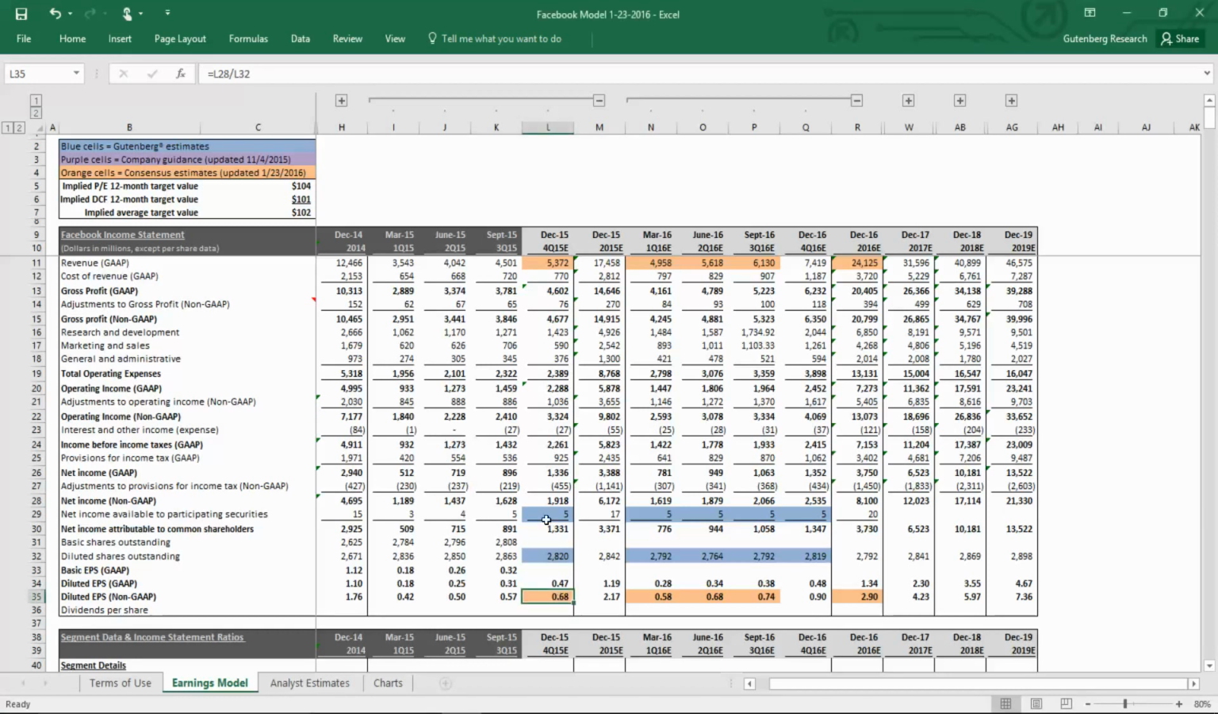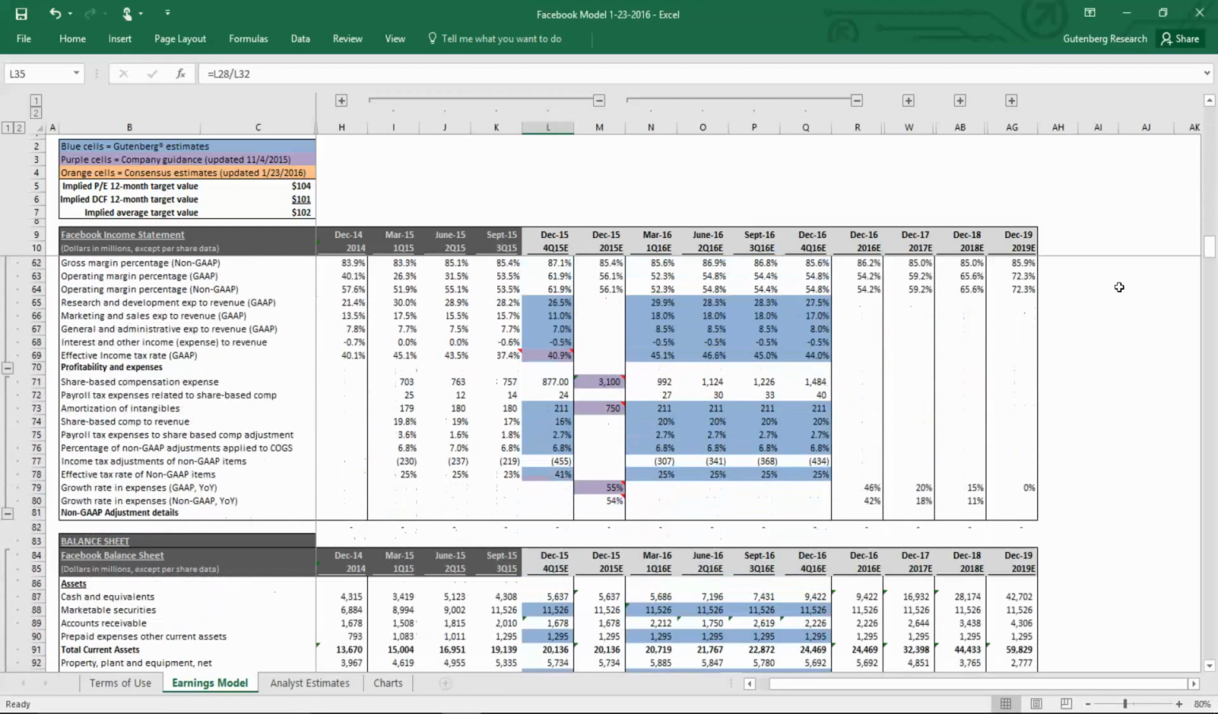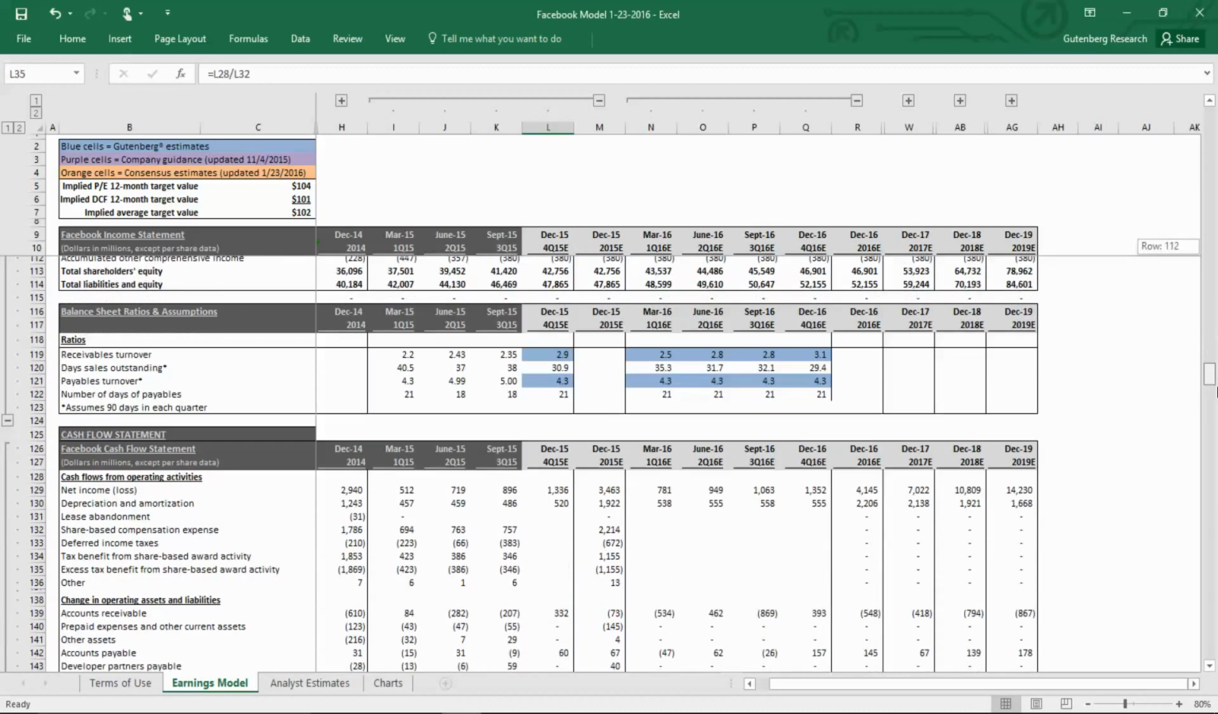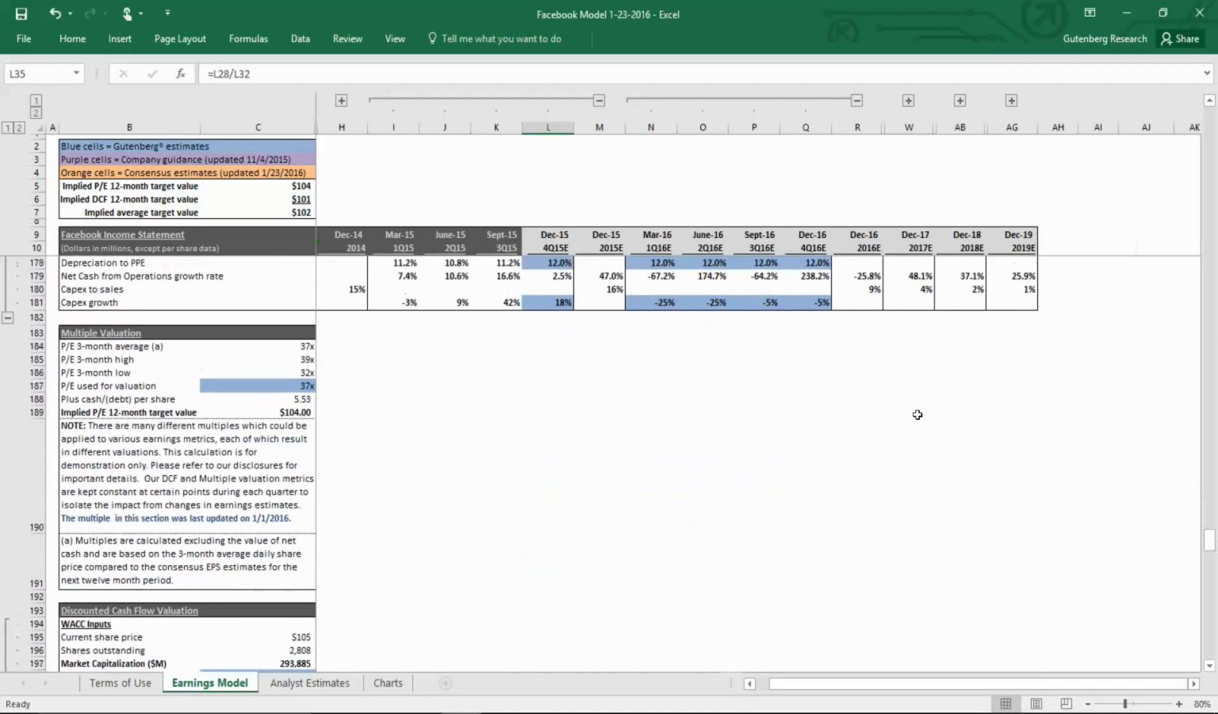So now that we know that our model is calibrated to meet consensus estimates, we can scroll down to the valuation sections and see how we look heading into this release. On our market multiple basis, we have our multiple valuation set to 37 times the next 12-month consensus EPS estimate. So that's about the average over the last 3 months. That would give us a price valuation of $104 per share, which is a little ahead of Friday's close of around $98 a share.